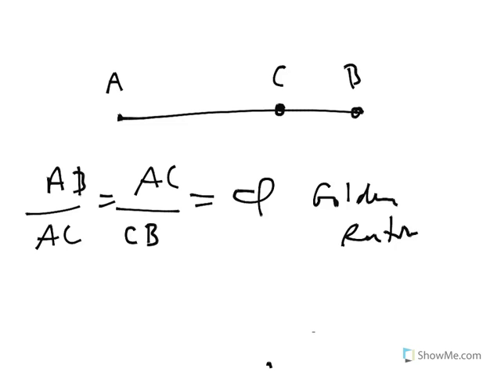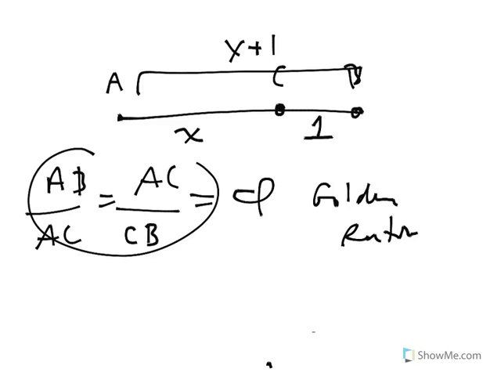So if I call CB 1 and AC, I call that x, and the whole thing is x plus 1, and I do this proportion here, AB: x plus 1 over x equals x over 1. Cross multiply, get x squared equals x plus 1.